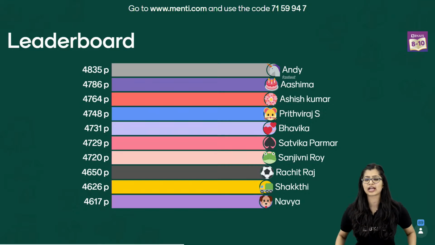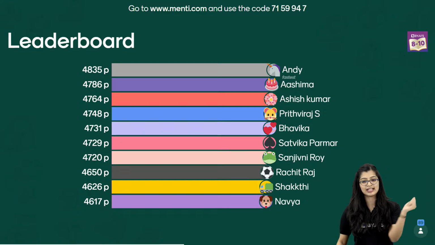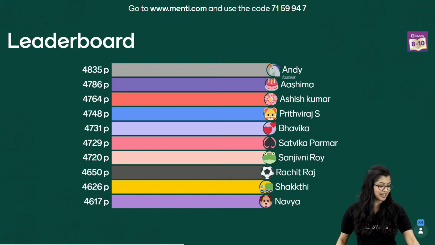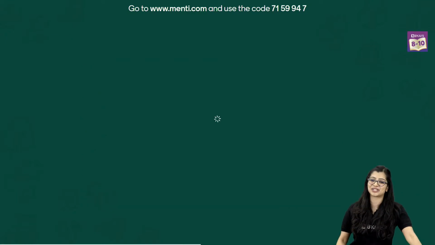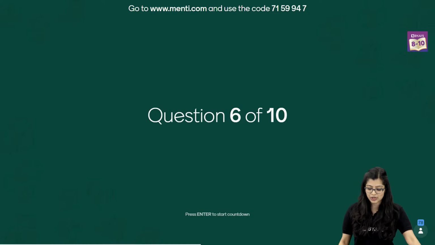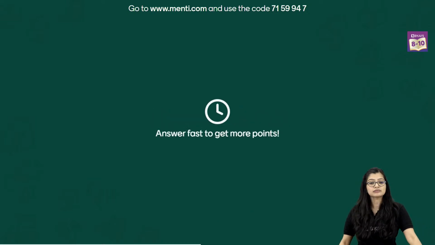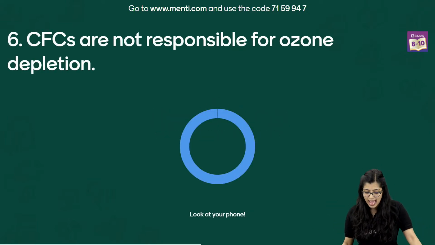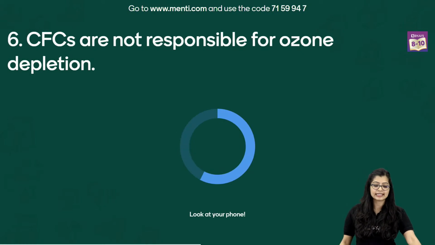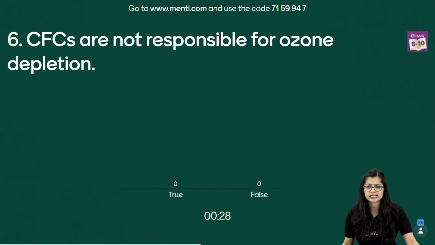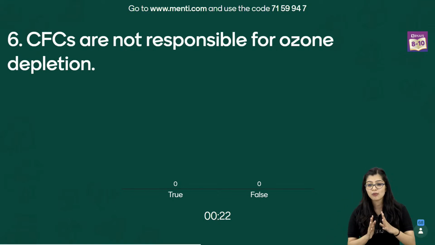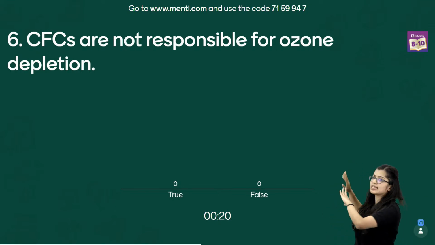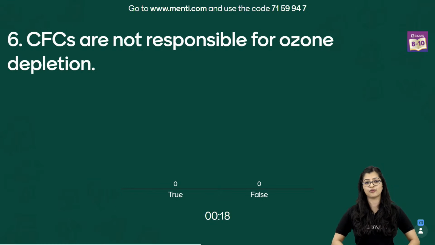So now we've had a look at the leaderboard midway. We still have more time. We have more questions coming in. Let's have a look at the next question here. As you can see, the statement is: CFCs are not responsible for ozone depletion. Is the statement true or false? Come on guys, 25 seconds left on the clock, and I want you to figure out if this particular statement is true or false.